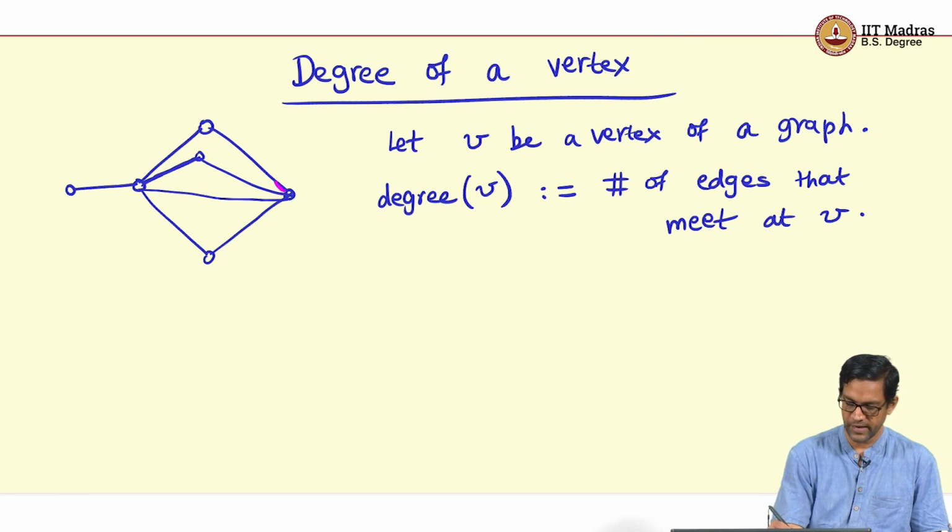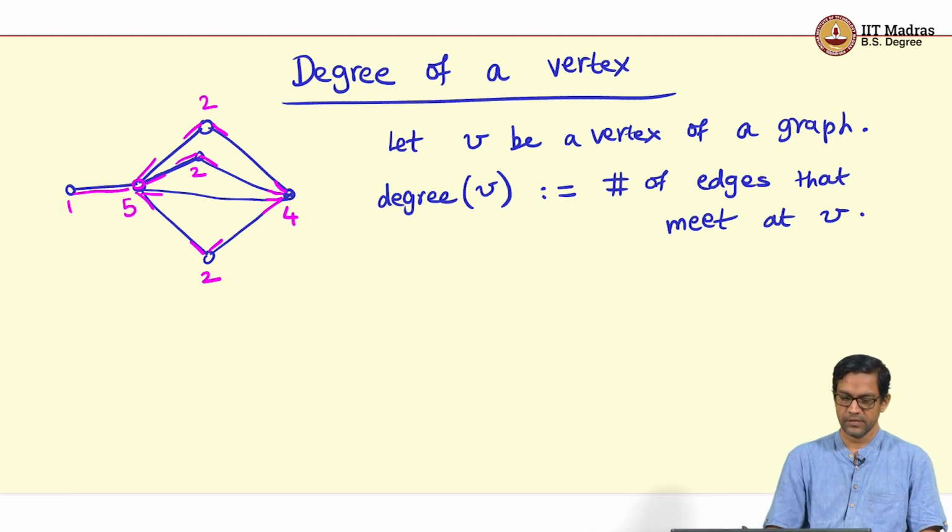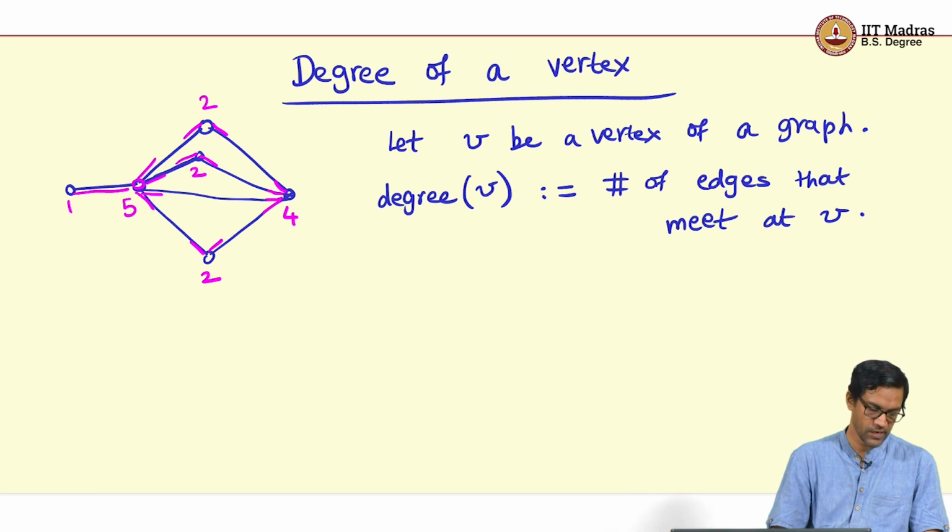There are 4 lines here, 4 edges coming into this vertex. So, the degree of this vertex is 4. Here there are 2 edges, here again there are 2 edges, 2 edges. This only has one edge leaving it, so its degree is 1, and this vertex has 1, 2, 3, 4, 5. So, those are the degrees of the various vertices in this graph.